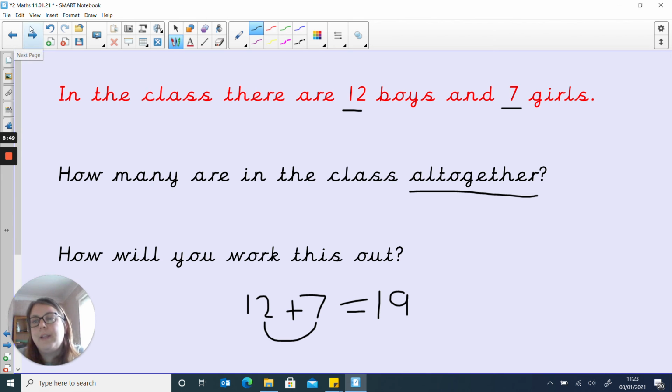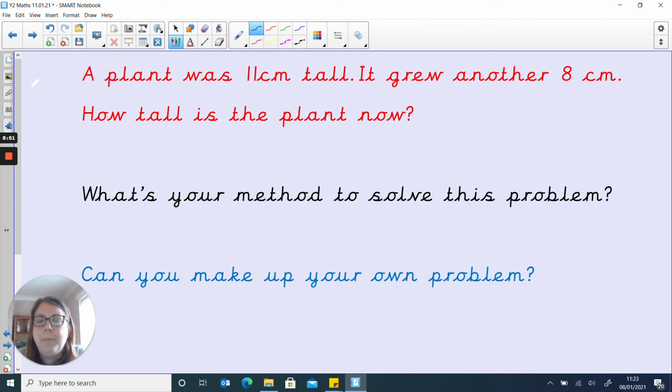Okay, so have a go at this next problem on your own. A plant was 11 centimetres tall. It grew another 8 centimetres. How tall is the plant now? So 11 centimetres and 8 centimetres, and you're going to find out how tall it is now. If it's 11 and it's grown another 8 centimetres, that again is an adding. So we do 11 add 8 equals, and I want you to have a go at doing that. So use your bond and then add on your 10. Pause the video and have a go.